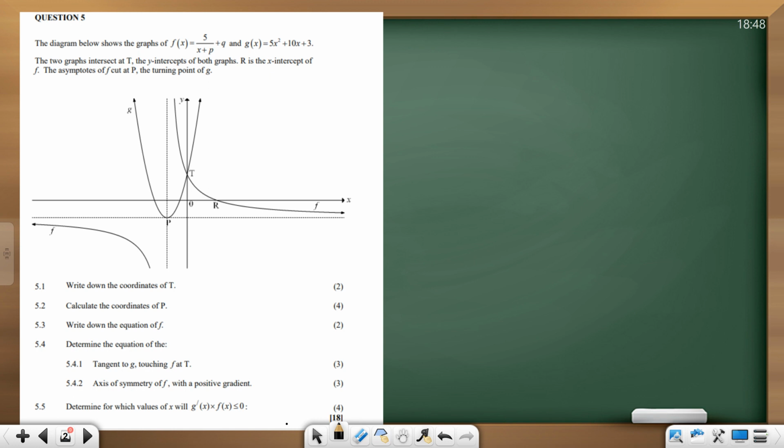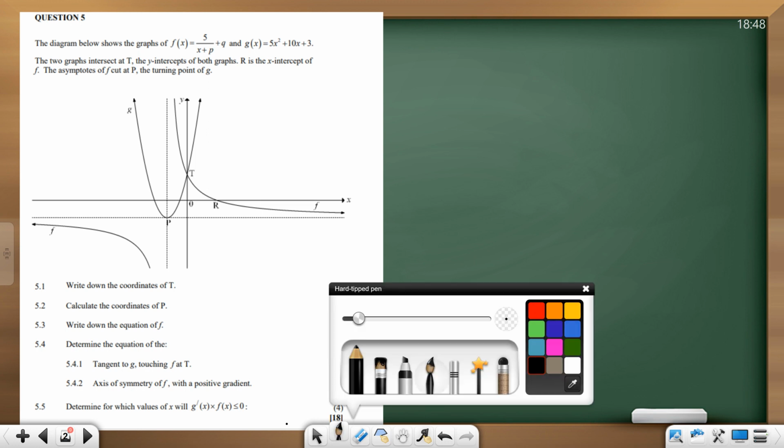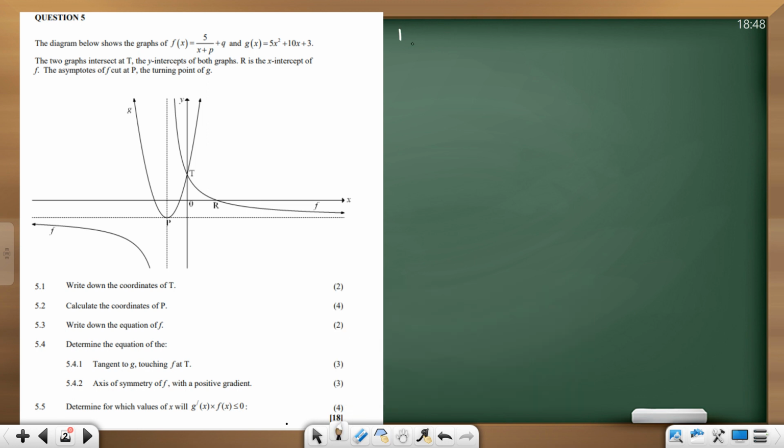All right. We can see that T lies on both graphs, but there is not much information on f. Guys, when they say write down, don't even start calculating. What's your answer for number one? (0; 3). Our x is 0, it's the y-intercept, and we have 3. Did we all get that? Please. That one, there's no negotiation.